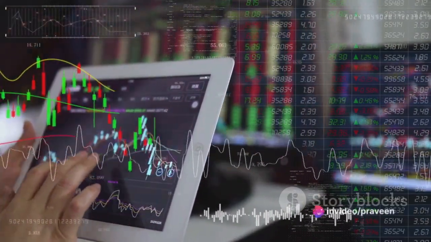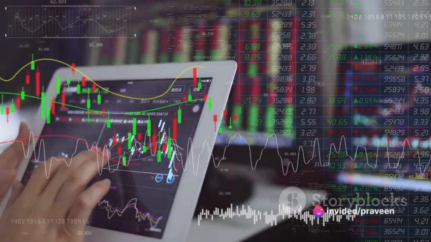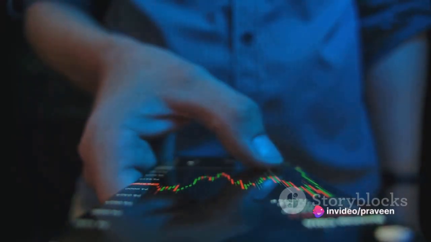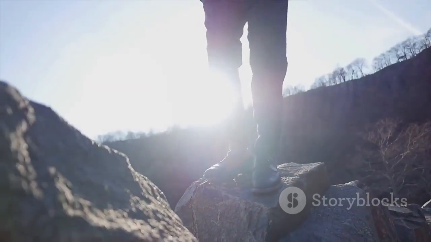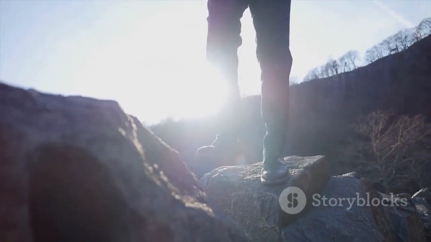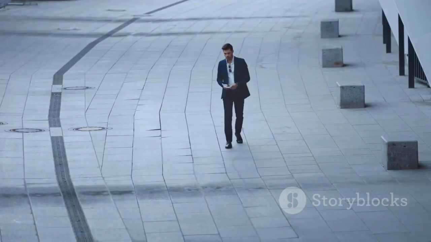Investing in mutual funds can be a great way to grow your wealth over time. It might seem daunting at first, but with a bit of research and planning, it can be a rewarding endeavor. Remember, the journey of 1,000 miles begins with a single step. So why not take that step today?